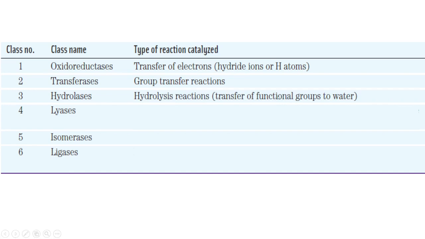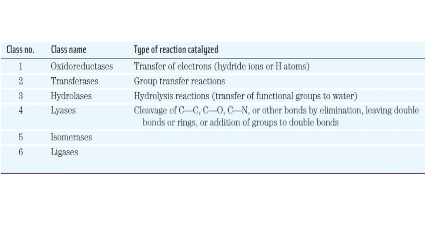Lyases function as the following. It cleaves the C-C bond, the C-O bond, the C-N bond, or other bonds by elimination, leaving double bonds or rings, or addition of groups to double bonds. So it is very important to remember that they not only cleave these bonds, but they also produce double bonds or rings, in addition to groups to double bonds.